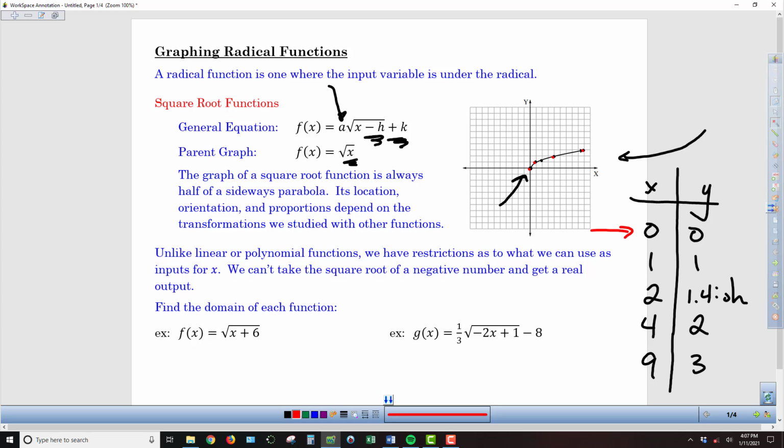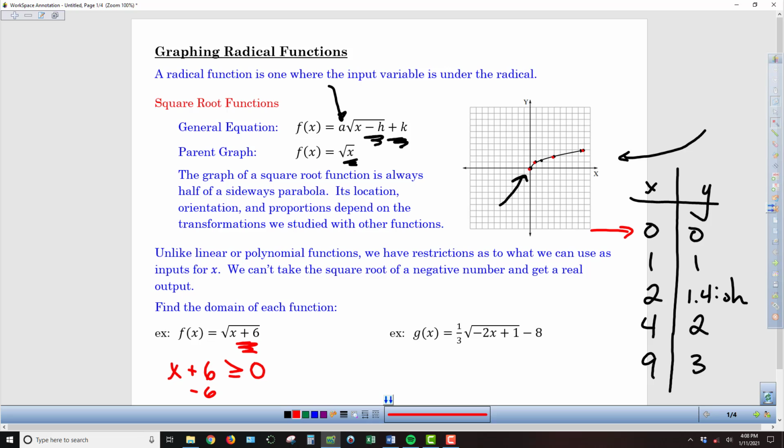So to figure out what numbers we're allowed to plug into a radical function, a square root function, we're going to take whatever is underneath the square root symbol, ignore everything else, and set that greater than or equal to 0, because we're only allowed to take the square root of 0 or positives. So as long as the expression underneath the radical ends up being greater than or equal to 0, then we're in good shape. We're plugging in numbers that we're okay with.